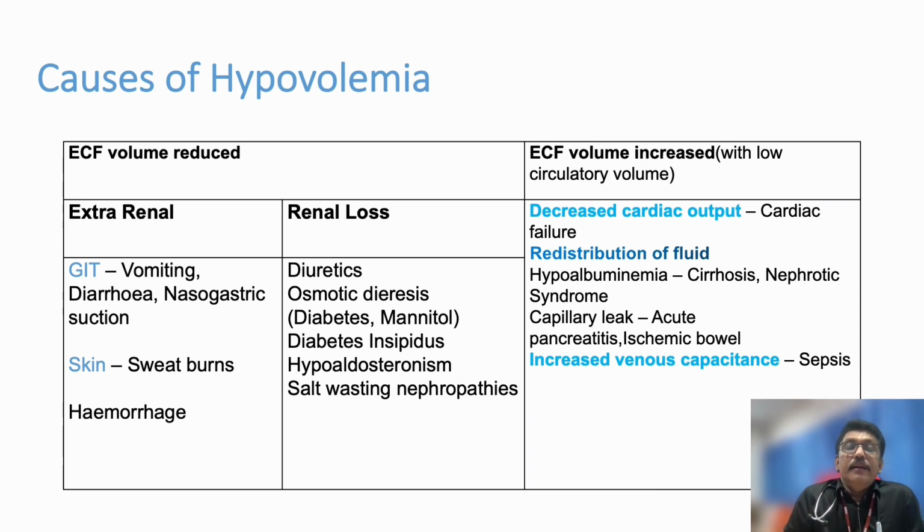Then there is increased extracellular volume. That means total volume is increased, but intravascular volume alone is reduced. These conditions are cardiac failure, liver failure, kidney failure, hypoalbuminemia, nephrotic syndrome, capillary leak syndromes, and sepsis. In all these, volume is there in the body and is not completely reduced, but intravascular volume is reduced.